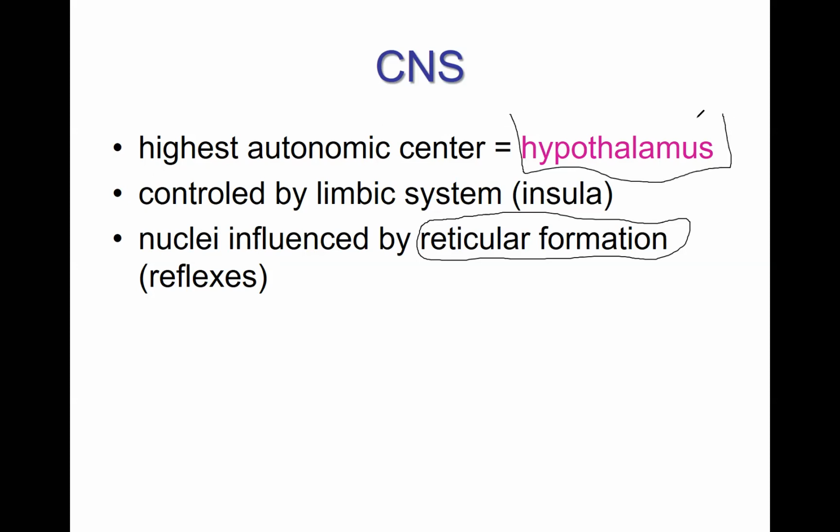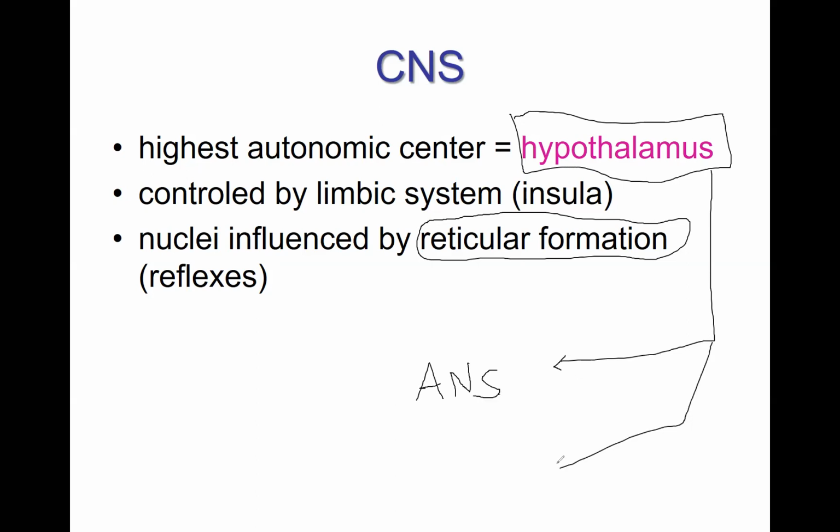Then the highest center is the hypothalamus. The hypothalamus can control the body via the autonomic nervous system, so using sympathetic and parasympathetic, and via the endocrine system, using the hypothalamo-hypophyseal axis. And then hormones and autonomic information come to the effectors. So these are the ways how the body can control its function, yeah? And the controlling center is the hypothalamus.